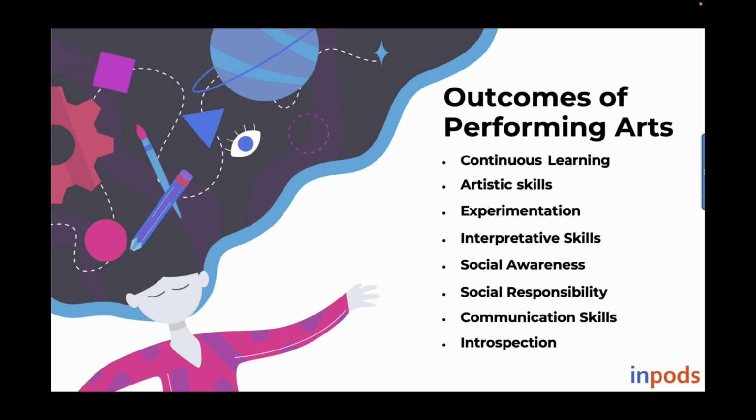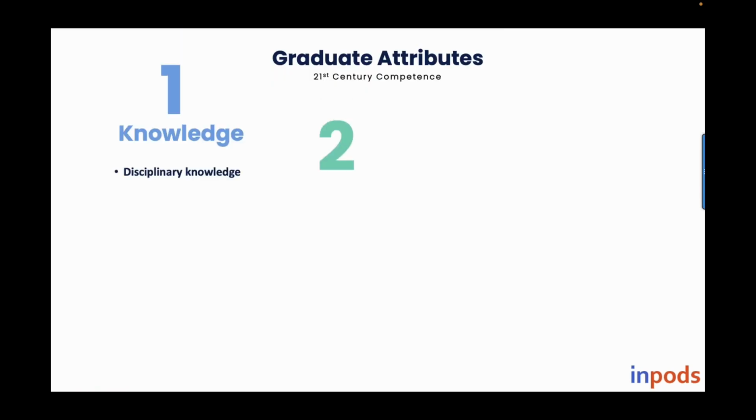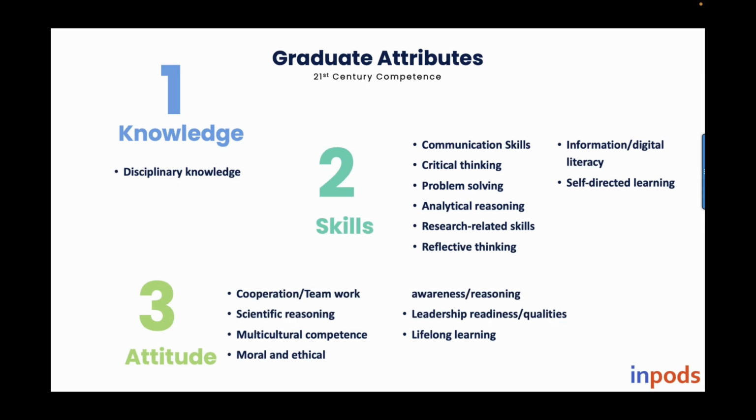If you are a teacher in performing arts, these could be your graduate attributes, right? Continuous learning, artistic skills. But artistic skills are not useful in other programs. So other programs may not find this list complete for their program. They might use some other graduate attributes taxonomy like this. This is generally used by many academic and professional programs. UGC has also used it, and AICTE has also used it in our country.